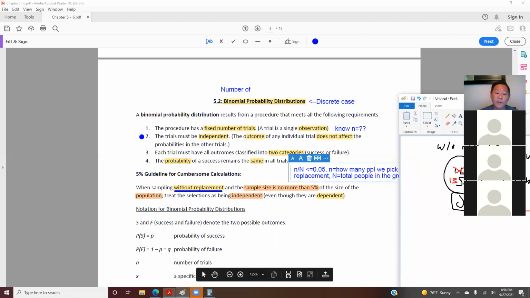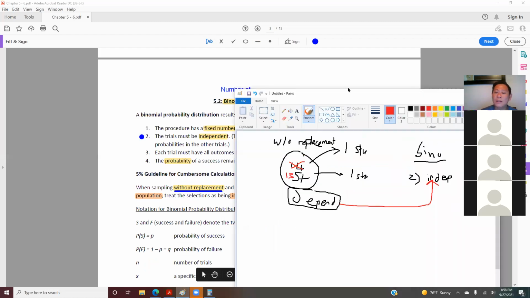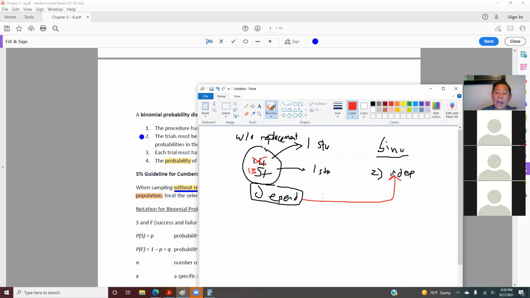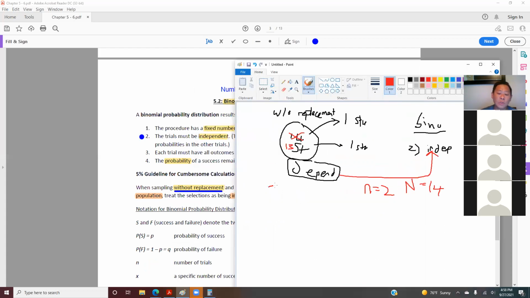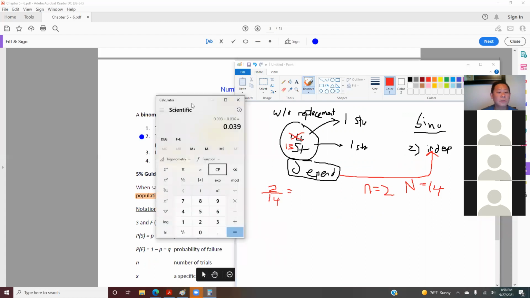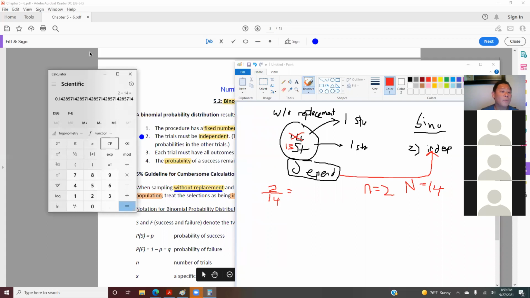So in order for you to do this, since I picked 2 students, n in this case will be 2. I picked 2 students out of 14 students, so I have 14 students in this class. What we do here is divide: 2 out of 14. What is this number? 2 divided by 14 is 0.14 something, 0.14. So this number is more than 5%. If this number is more than 5%, then it is a dependent case.